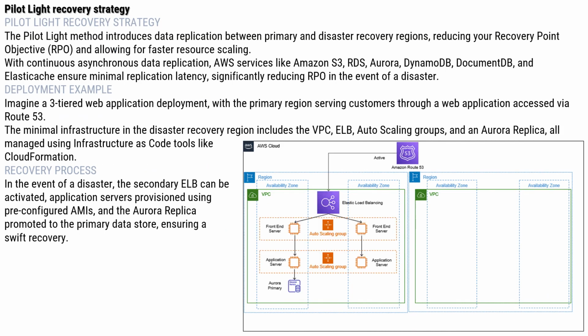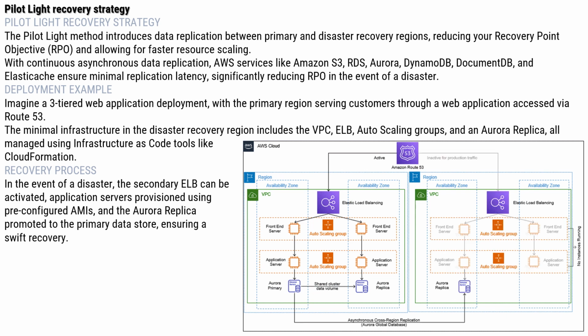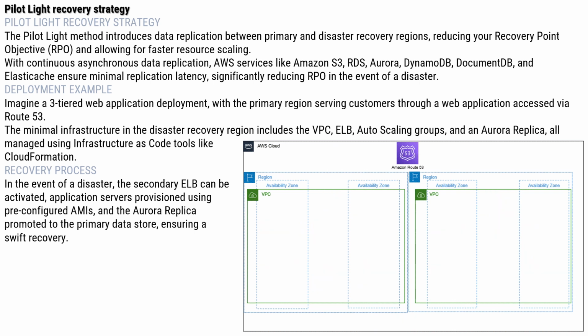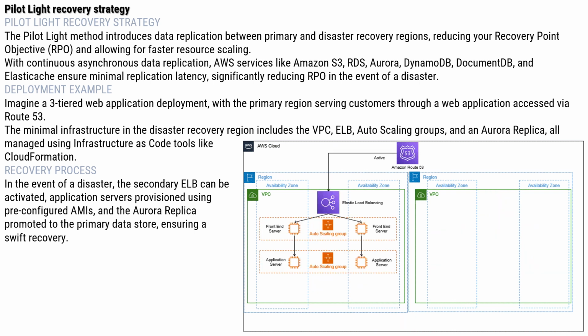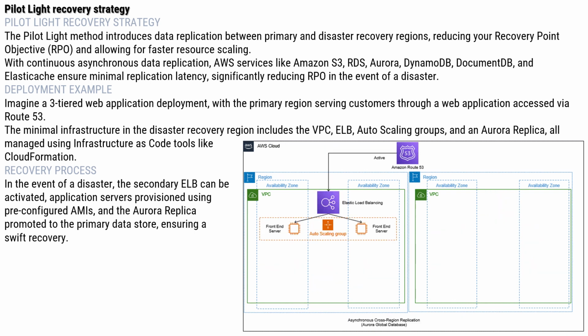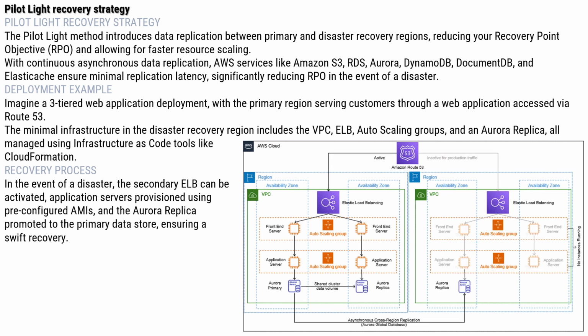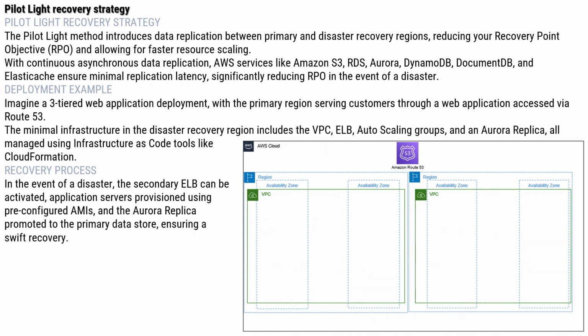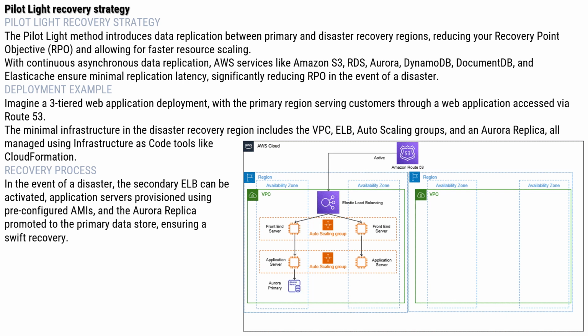Are you familiar with the pilot light recovery strategy? Let's dive into how this approach can help reduce your recovery time and ensure your data is readily available in the event of a disaster. The pilot light method introduces data replication between primary and disaster recovery regions, reducing your recovery point objective and allowing for faster resource scaling. With continuous asynchronous data replication, AWS services like Amazon S3, RDS, Aurora, DynamoDB, DocumentDB, and ElastiCache ensure minimal replication latency, significantly reducing RPO in the event of disaster.